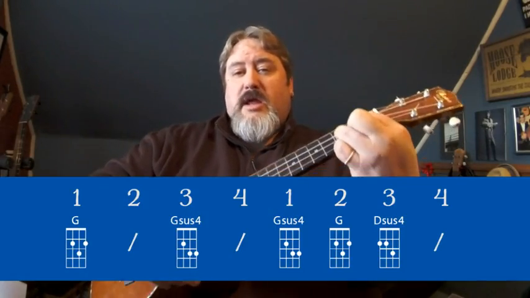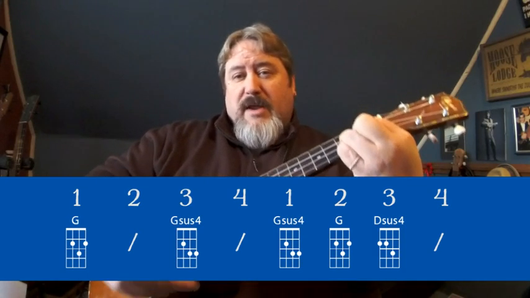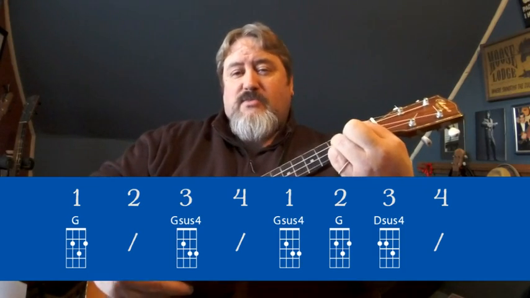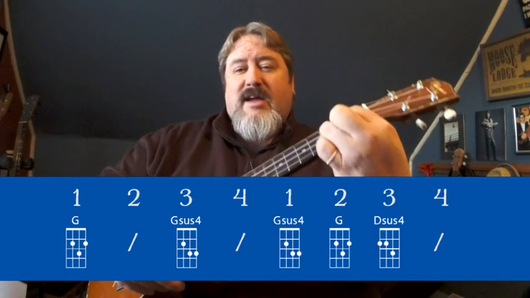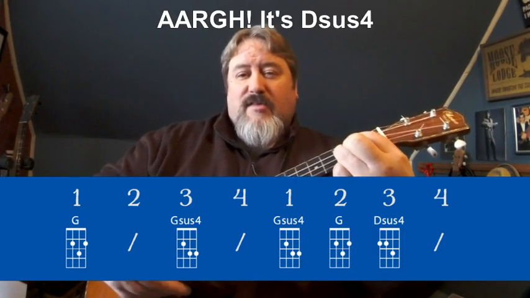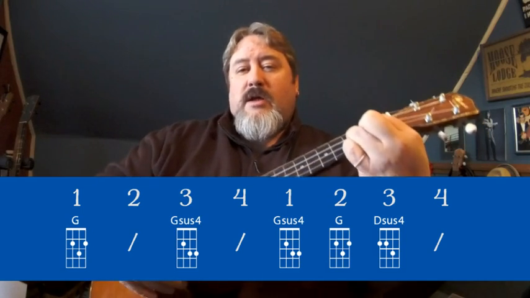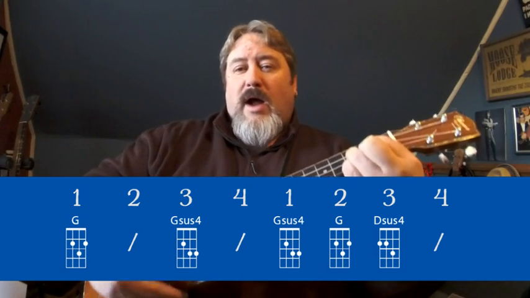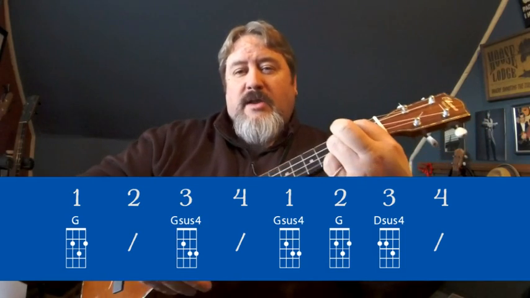And the chord counts like this: 1, 2, 3, 4. G for 2, G suspended for 2, D suspended for 1, G, A suspended for 2. So it counts like this: 1, 2, 1, 2, 1, 2, 1, 2.